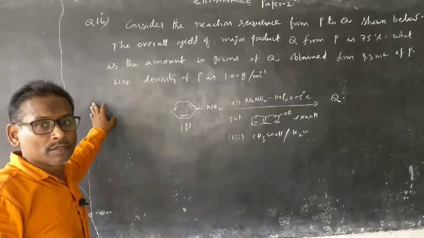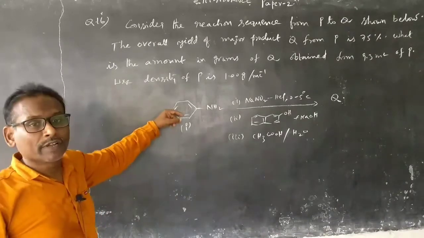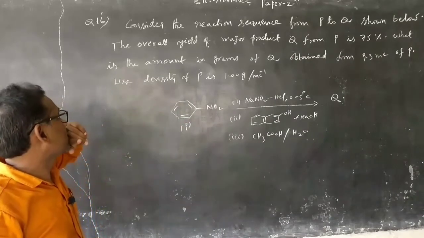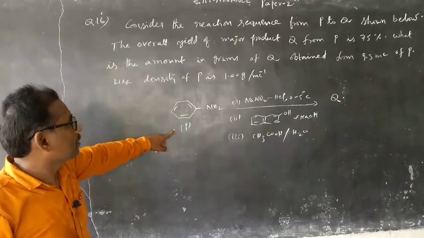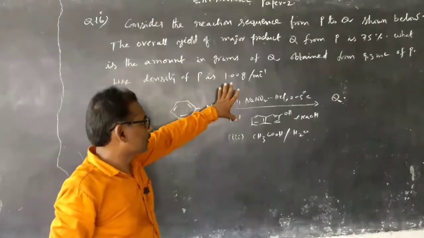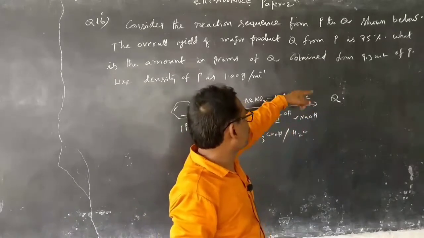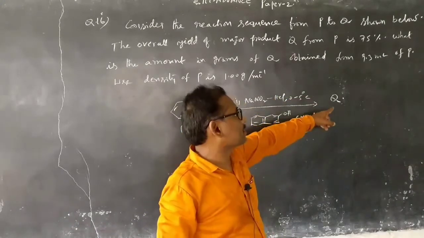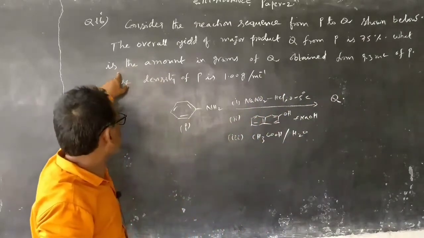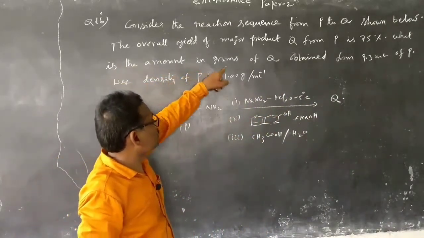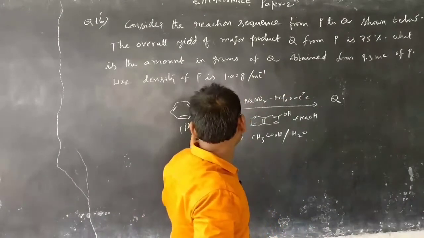This is now question number 16. This is from organic chemistry, the reaction of diazotization. It is given that there is an aniline represented as P, which reacts with these reagents and gives the product Q. But the product obtained is only 75%. Then can you say what is the amount in grams of Q obtained? That is the question.